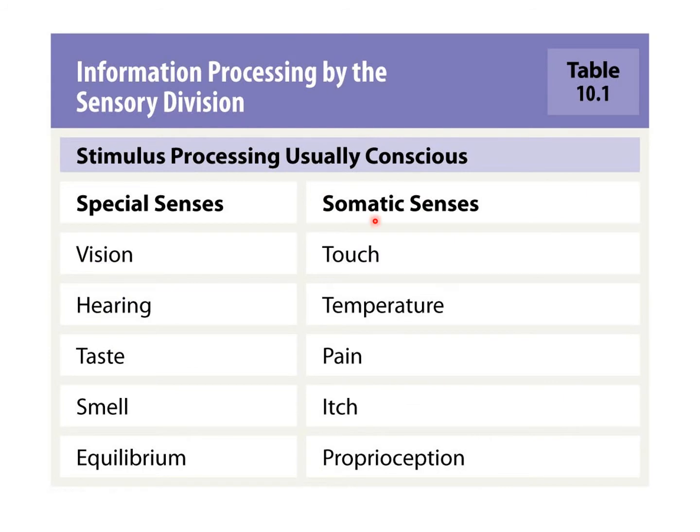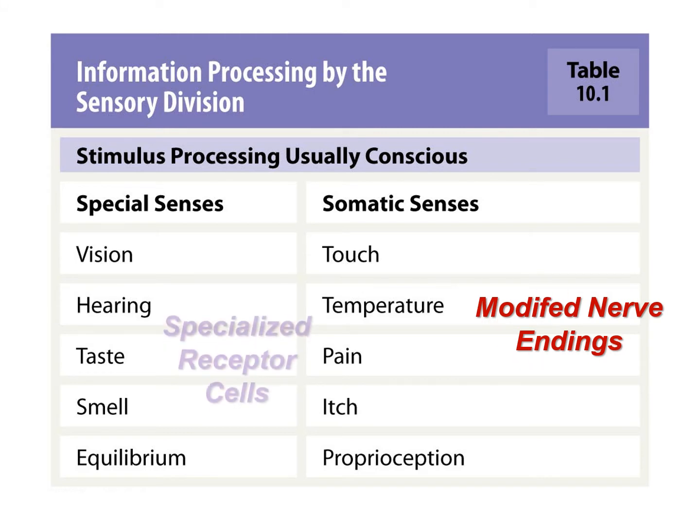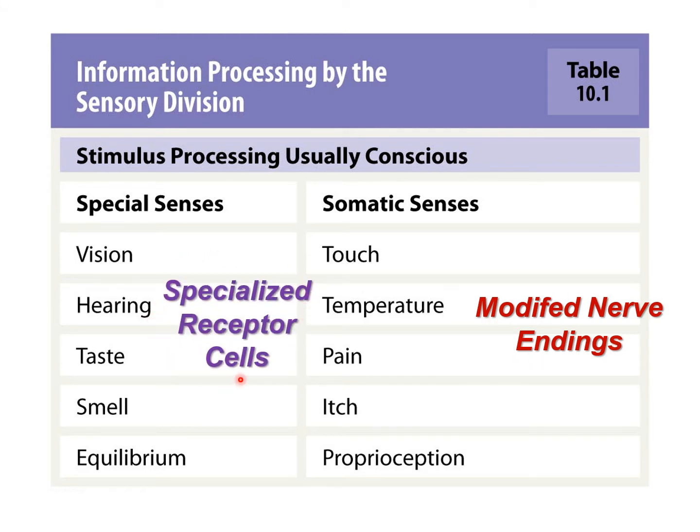So what separates what we call the somatic senses from the special senses? Well, the number one criterion has to do with the fact that somatic senses are almost always modified nerve endings. Yes, they're differentiated. Yes, they're highly specialized, but nevertheless, they do arise from neural cells. Whereas the special senses arise from a specialized receptor cell. So the receptors on the somatic senses are nerve endings. In the special senses you have a specialized cell that then feeds into a neuron.